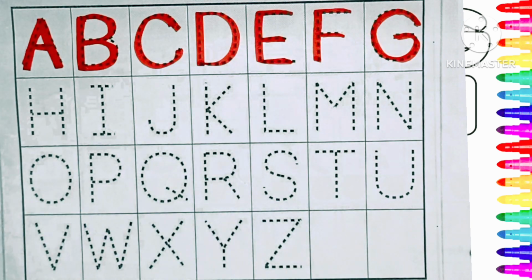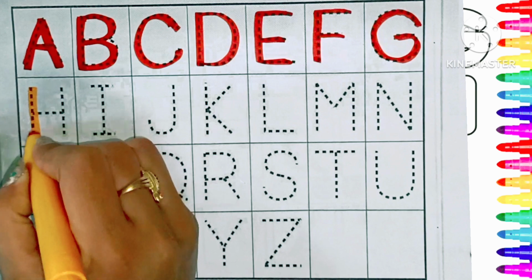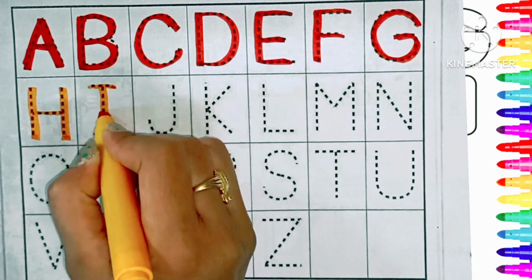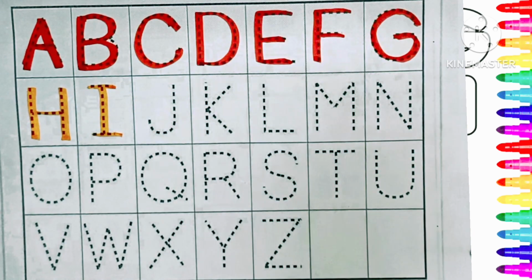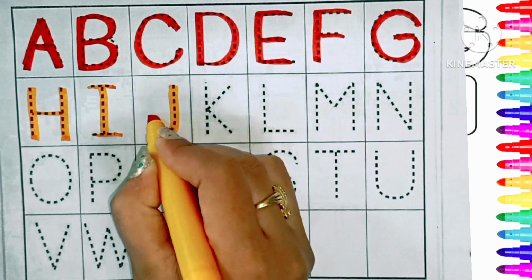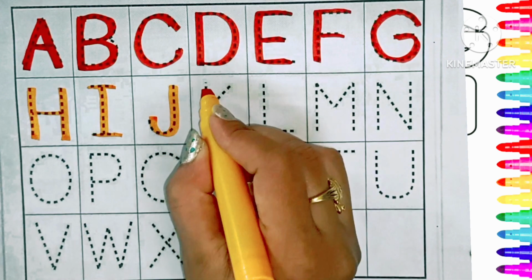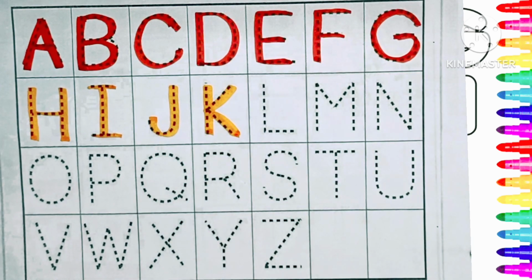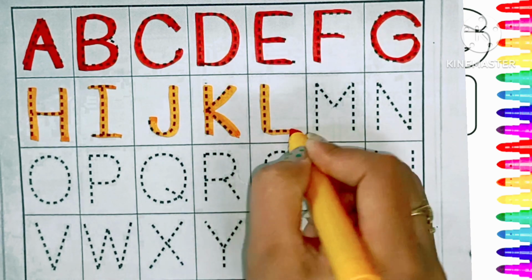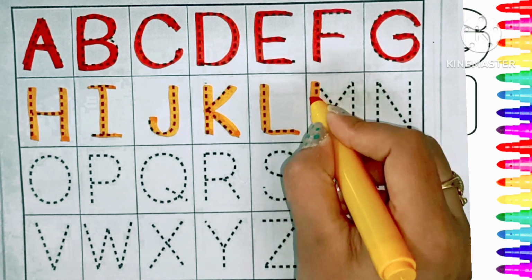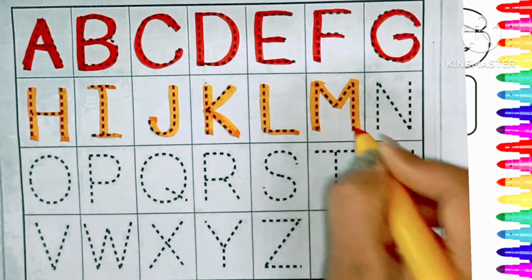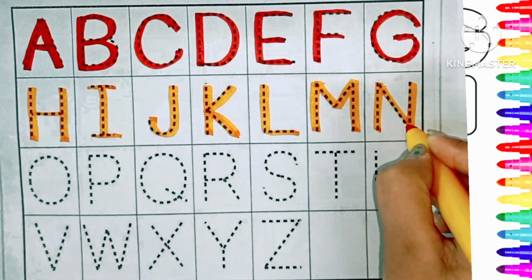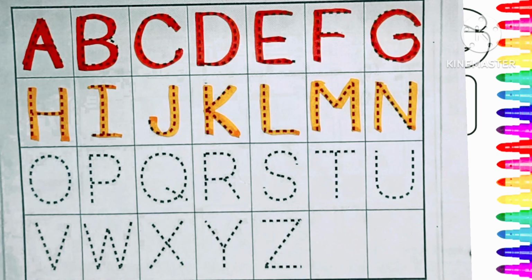Orange color, H, H for house, I, I for ink, J, J for jug, K, K for kite, L, L for lion, M, M for monkey, N, N for nose.